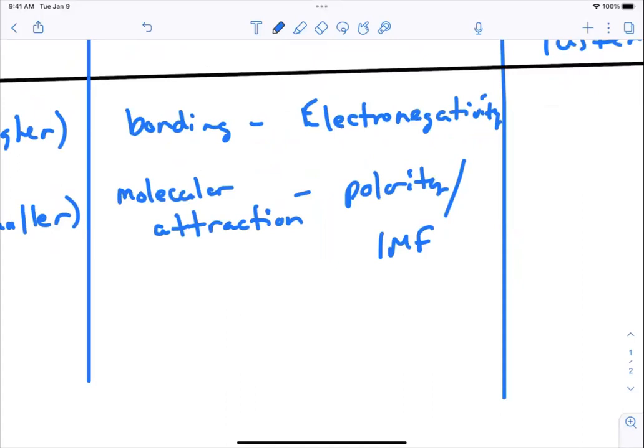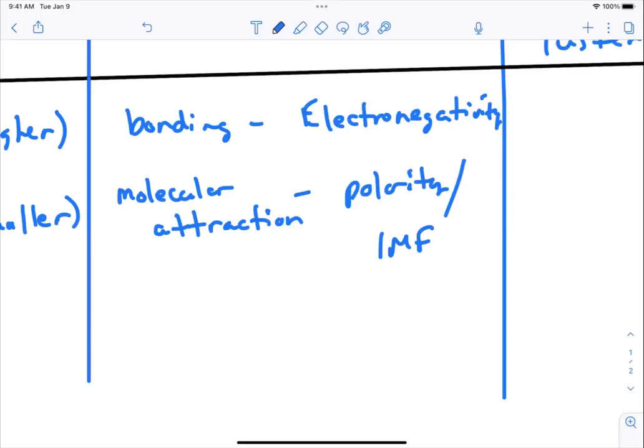Yeah, greater difference is stronger bond. Correct. Yes. Molecular attraction. Wait, where? Oh, I didn't split it up in half. I'm just writing it across the whole thing. Yeah, so I'm writing across the whole thing.